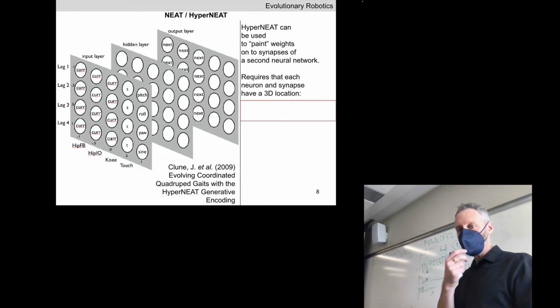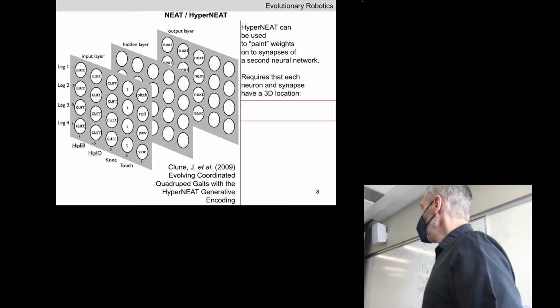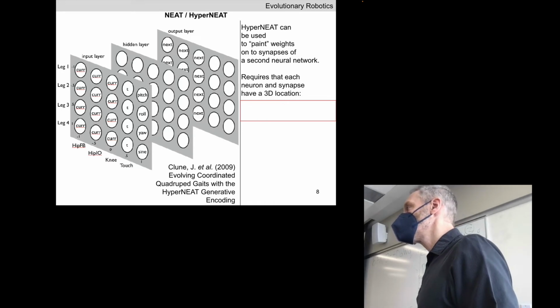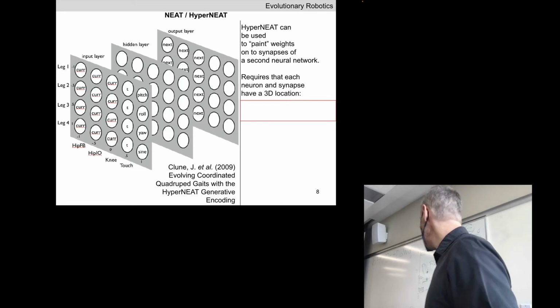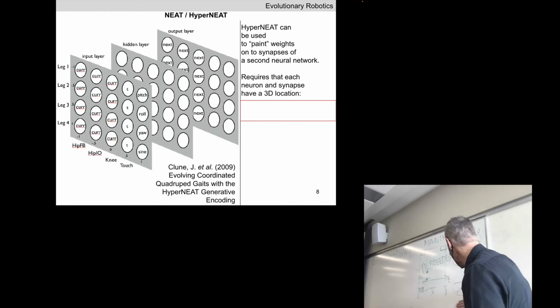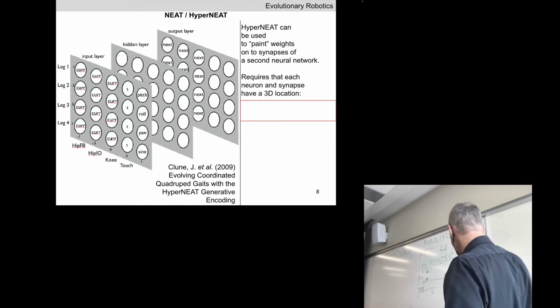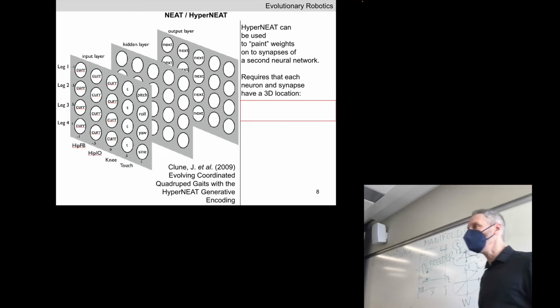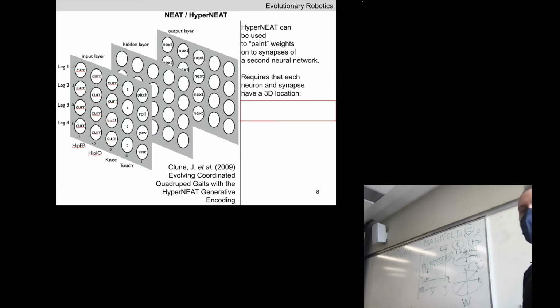Okay, so first, before we can answer that question, how do we get a CPPN to paint patterns? How to paint, in this case, not grayscale or musical notes. We're going to paint W, the weight of each synapse, onto each synapse in this network.